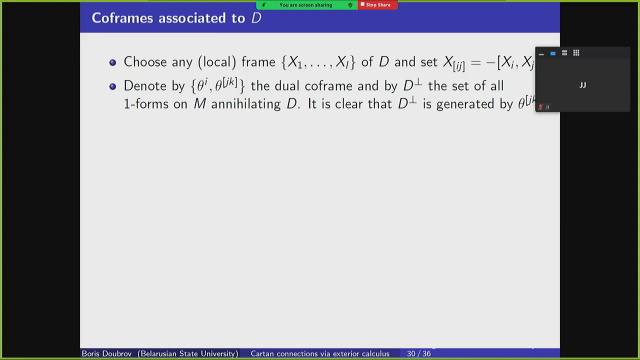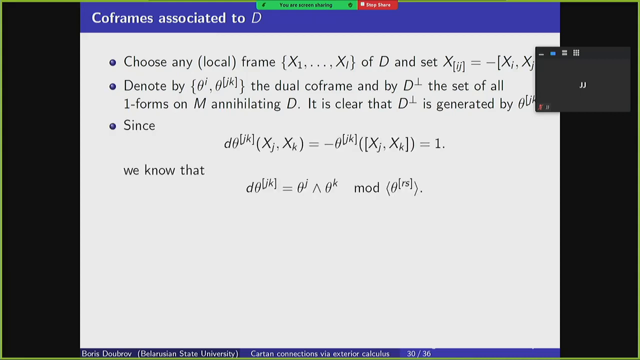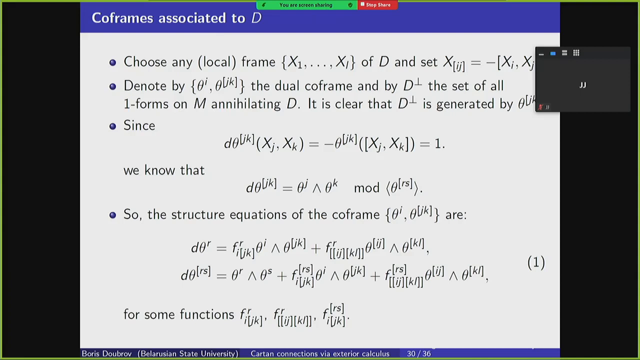So by d perp we denote the one-forms that annihilate our D. Then a standard calculation says that d theta gk will be equal to g theta g theta k modulo some terms which include theta rs here. That just reflects the fact that we've chosen our frame so that xij is a bracket of minus xi, xj, and the rest is unknown. So to be explicit, we have this thing.